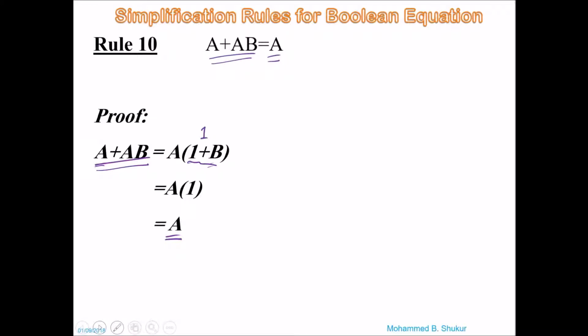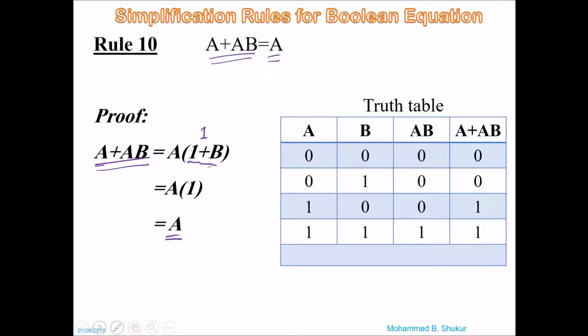Also, we can prove this rule by the truth table. So here we have a and b. I start with 0, 0, and this represents 0. Then we have 1, 2, and 3. So 0, 1 is number 1, 1, 0 is number 2, and 1, 1 is number 3.